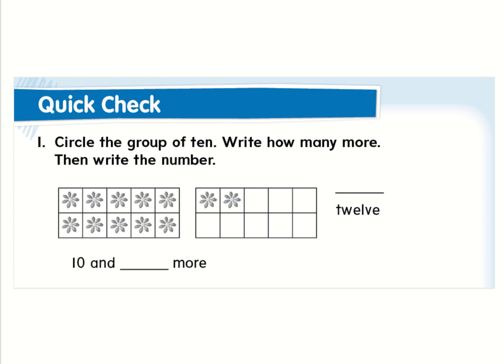We're going to do a quick check. I want you guys to circle the group of tens and write how many more, then write the number. So when we take a look at these, boys and girls, we know that these are called 10 frames. Obviously, if this is filled up, I've got 10 right there. So I'm going to circle it. So I have 1 ten. And how many more do I have? I have 1 and 2. So that means I have 10 and 2 more, or the answer is 12.